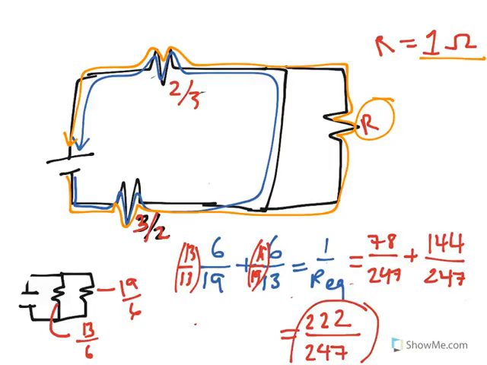So again, our total circuit can be simplified to a single resistor of resistance 222 over 247.